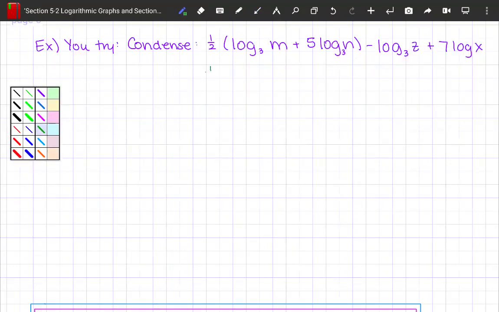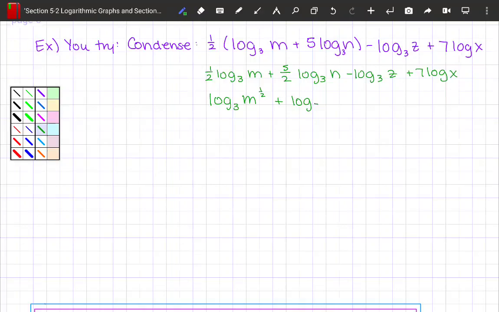So I'm going to go ahead and just distribute it out. So we have this, and I'll work this out quickly. Don't make these harder than they are. They're really not that bad. All right, so now that I've distributed my 1/2 to the terms that it goes to, I'm going to move everything that should get an exponent. Log base 3 of n to the 5/2 minus log base 3 of z plus log of x to the 7th. Okay, so I have all of that.